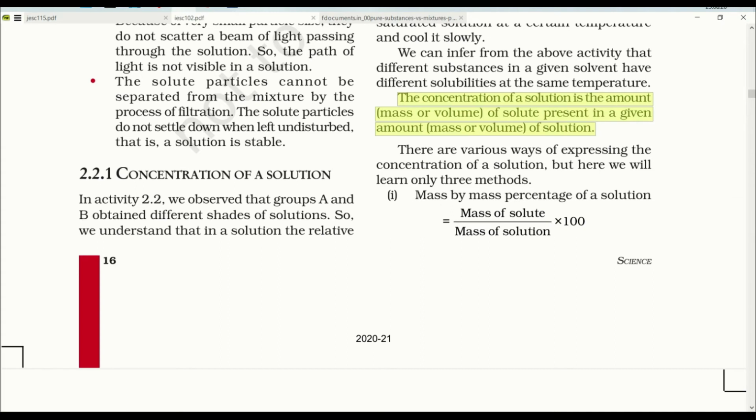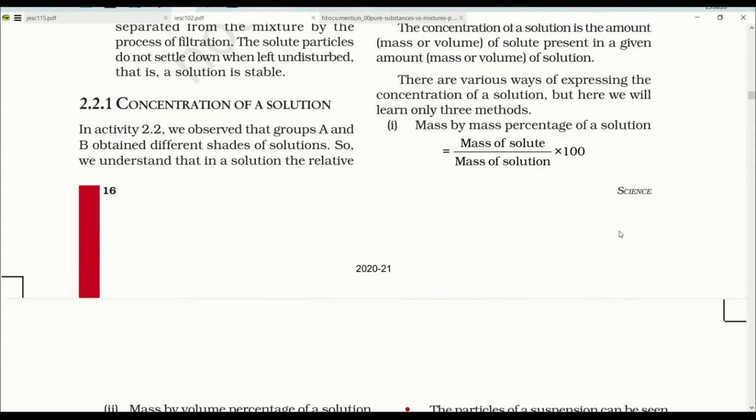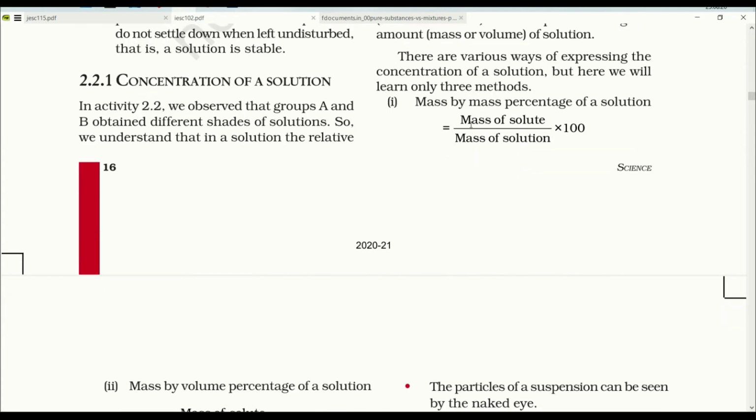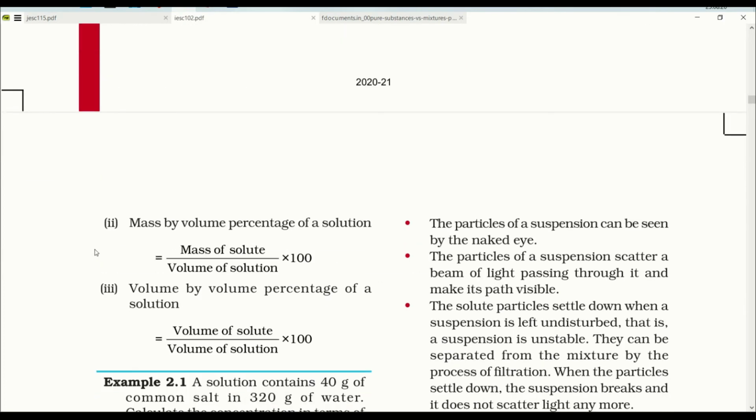You can find it by three methods. The first method is mass by mass percentage of solution. Here you have to know the mass of solute and the ratio of mass of solution and its percentage. The second method is mass by volume percentage.